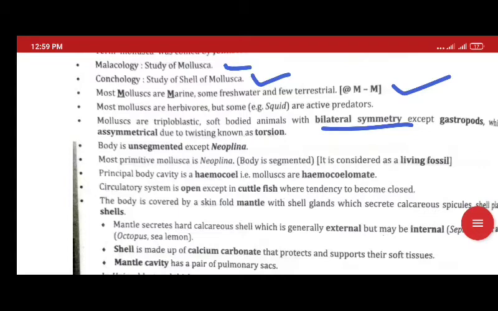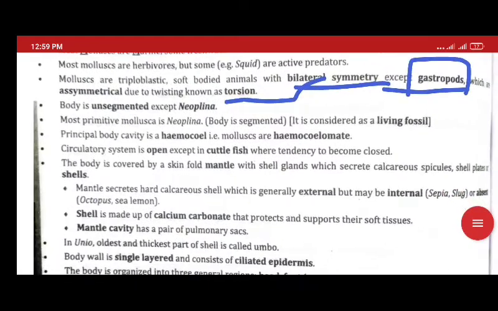Now this symmetrical feature has an exception: Gastropoda are not bilaterally symmetrical due to torsion, which is asymmetrical twisting. Again, we will continue.